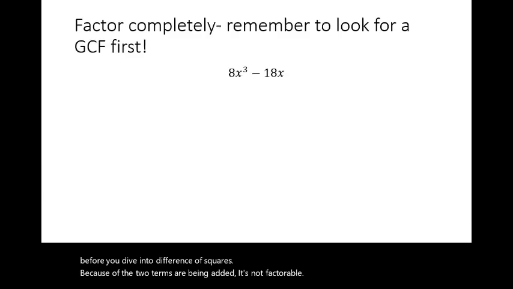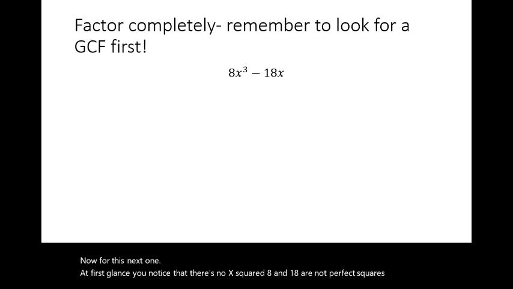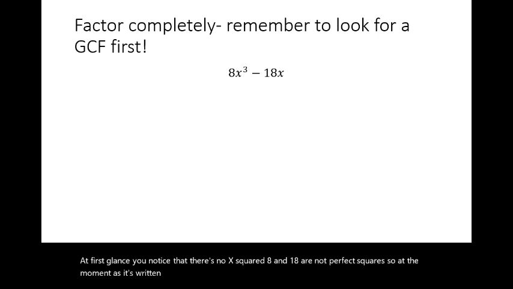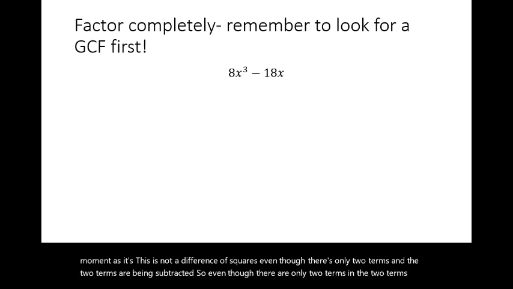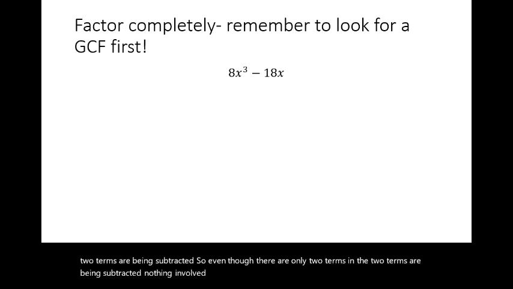Now for this next one, at first glance, you notice that there's no x squared. 8 and 18 are not perfect squares. So at the moment, as it's written, this is not a difference of squares, even though there's only two terms and the two terms are being subtracted. Nothing involved here is a perfect square. So as it's written right now, you can't factor this as a difference of squares.